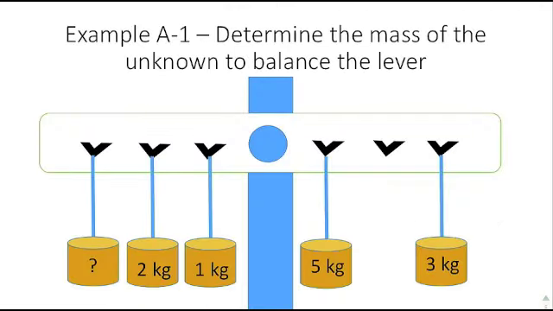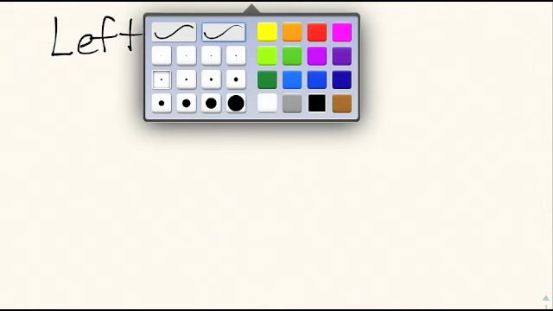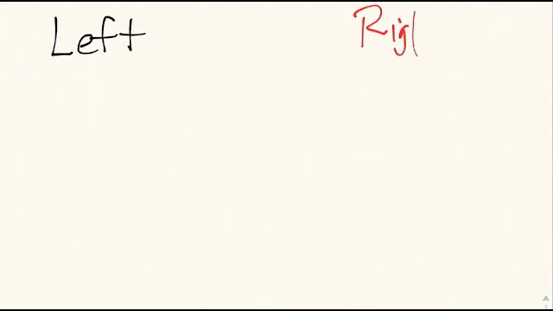It says determine the mass of an unknown to balance the lever. The first thing we need to do is look at these things in terms of torque and in terms of left and right. If there were just masses on this side, it would cause it to rotate this way, which would be counterclockwise. If there were just masses this way, it would cause it to rotate clockwise. So in order to balance the lever, we have to balance the torques. We're going to say we've got torques on the left, and torques on the right, and we're going to divide them up.